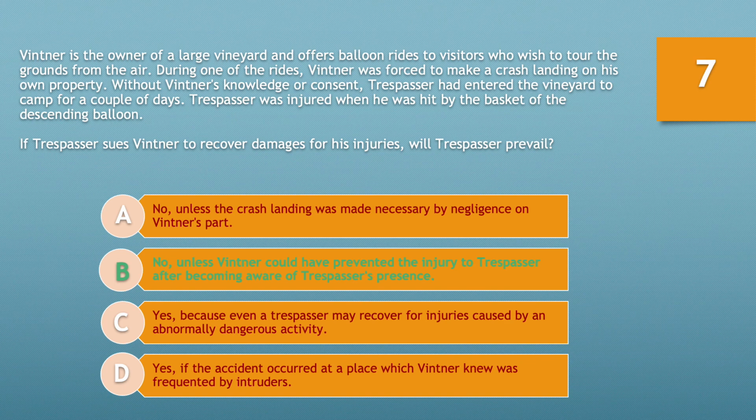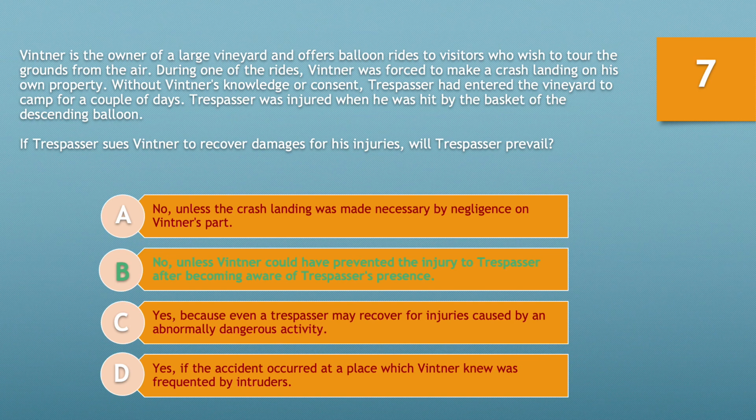Please note that this answer choice is a bit strange because it is basically saying trespasser was undiscovered unless he was discovered. Let's look at option A. No, unless the crash landing was made necessary by negligence on Vintner's part. Even if Vintner had been negligent and the crash was caused by his negligence, if he did not know of or was not aware of trespassers' presence, there's no possible logical leap which would cause legal responsibility for his injury.